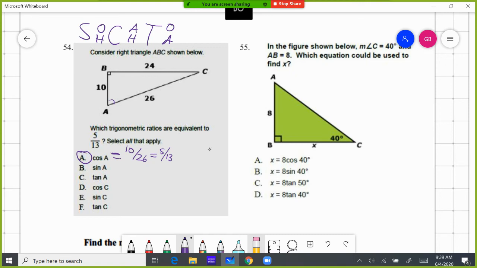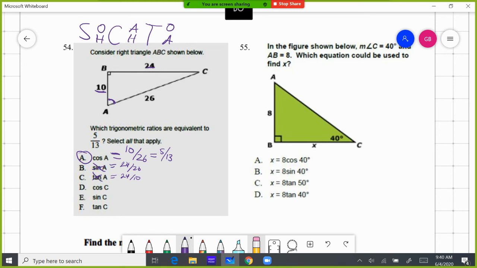The sine of A, so we start with the same angle. The sine is opposite, which is 24, over the hypotenuse, 26. That does not simplify to 5/3. Okay, so not that one. The tangent of A is opposite over adjacent. So 24 over 10. And that doesn't simplify to 5/13.